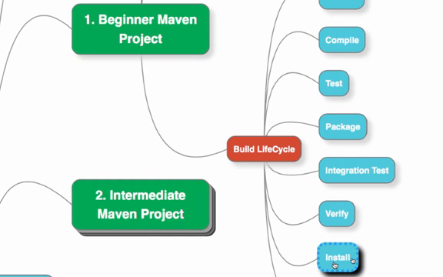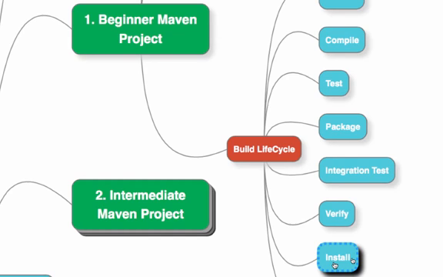So build lifecycle is nothing but a sequence of steps that Maven does whenever you do a mvn clean install or a mvn clean deploy. There are a sequence of steps that are run in the background, and the build lifecycle just defines what are those sequence of steps. Now that you have this theory, let's go back to our practical lesson.